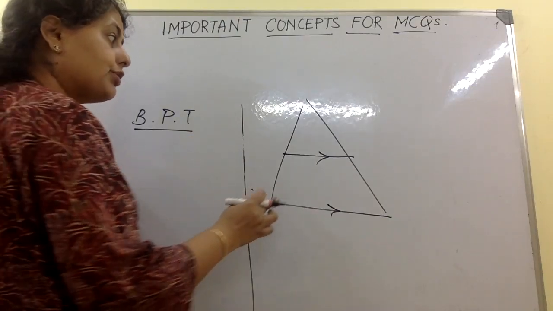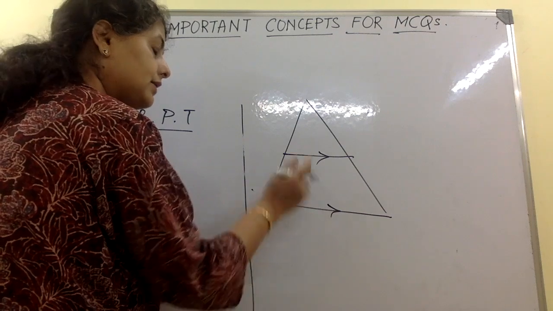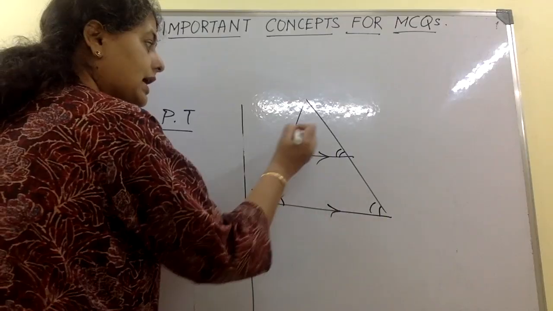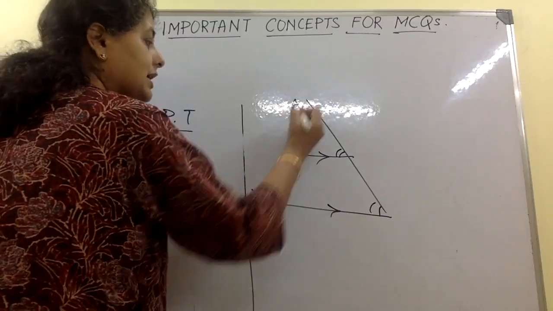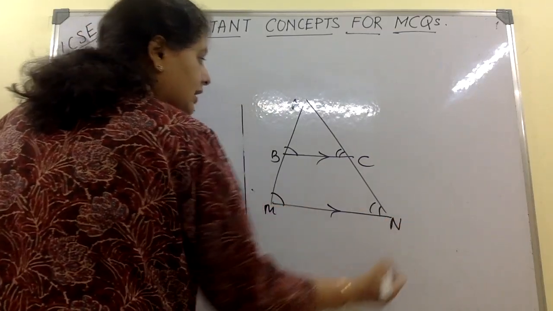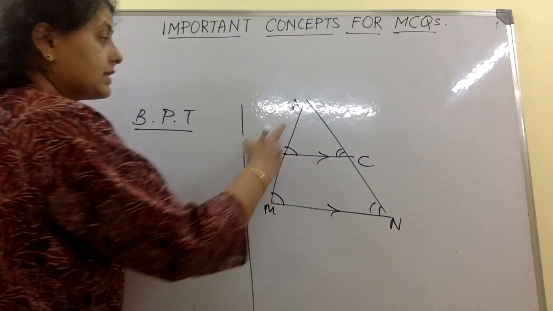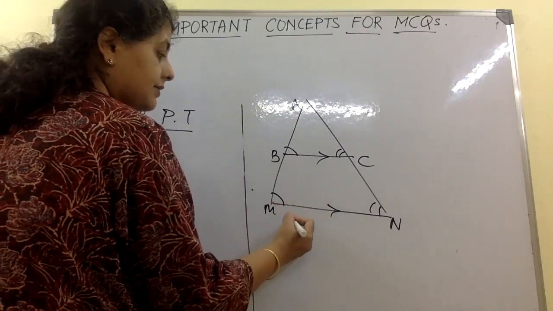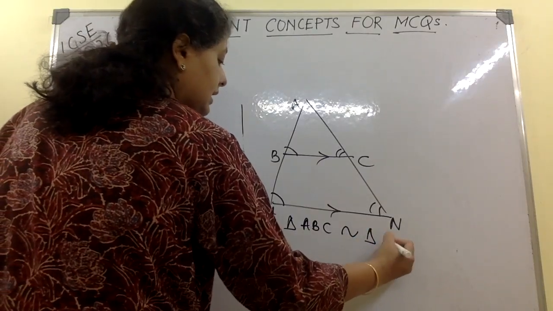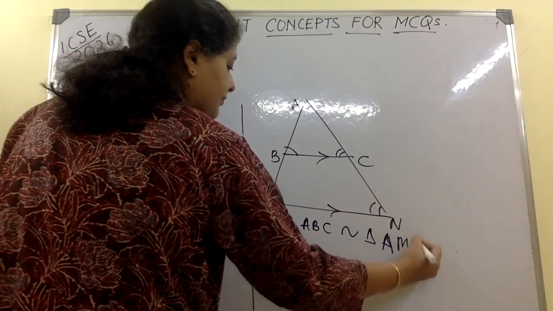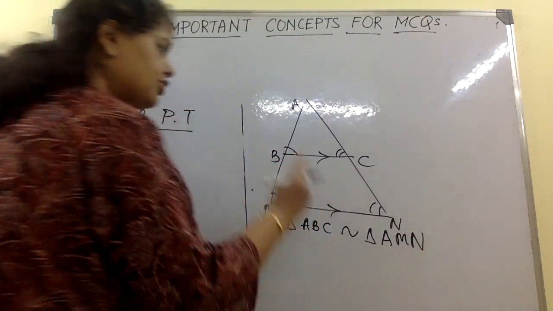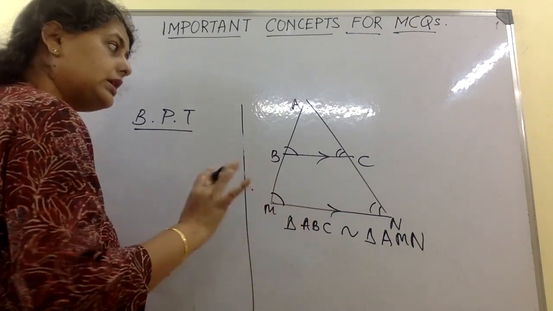Now here I want to tell you, if they have only told you these two lines are parallel, then go for this. These two angles are equal by corresponding angles, and therefore, let me name the points A, B, C, M, N, triangle ABC is similar to triangle AMN. Why? By the AA property they are similar.